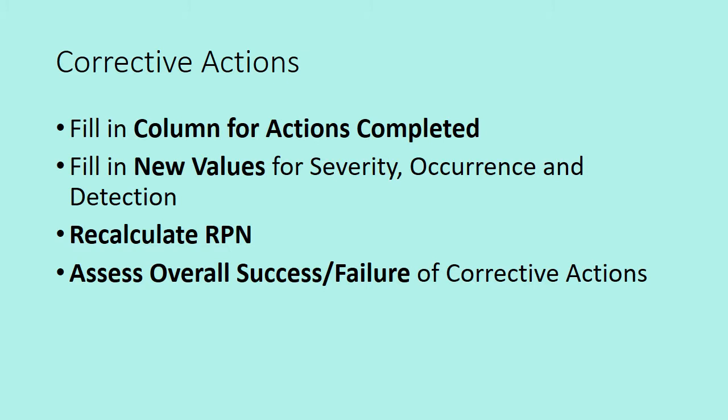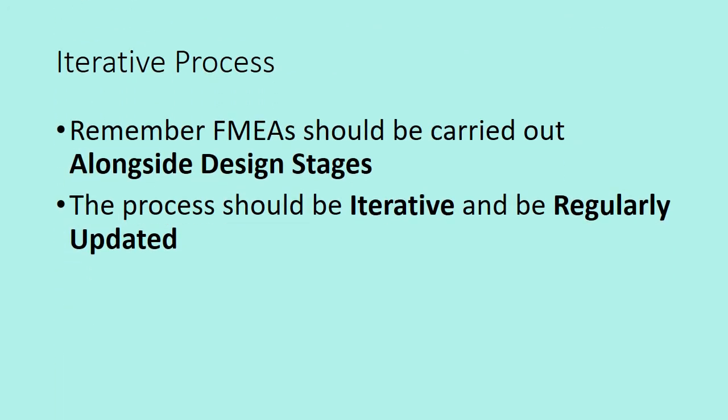Corrective actions. Once the corrective actions have been completed, you can start filling out the corrective actions column. Fill in the new values for severity, occurrence, and detection. Then recalculate the RPN value for these new severity, occurrence, and detection values. You can then begin to assess the overall success or failure of the given corrective actions based on the new RPN value.